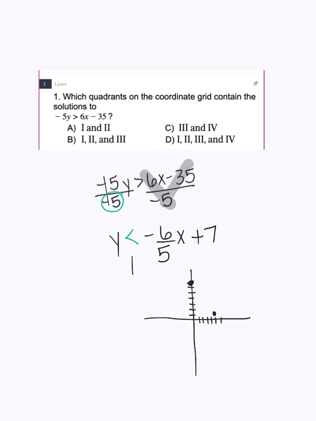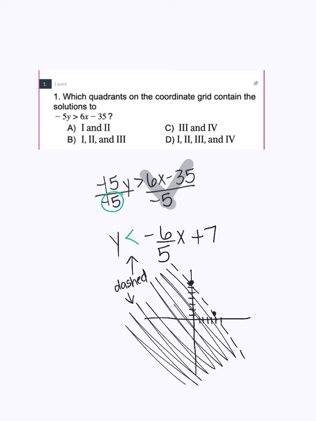Now, this is also telling me that this is going to be a dashed line, and we're going to shade below. So dashed line, and we're shading below. So I ask my question every time. Do I have shading in quadrant 1? No matter how big or how little, I do have shading in quadrant 1.